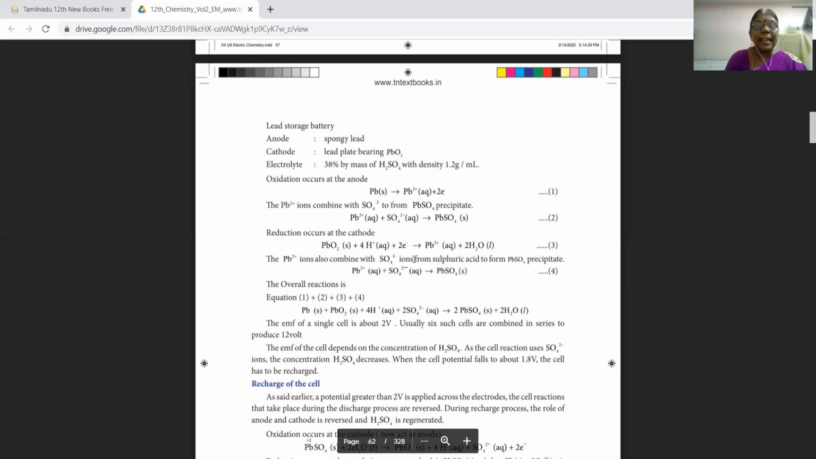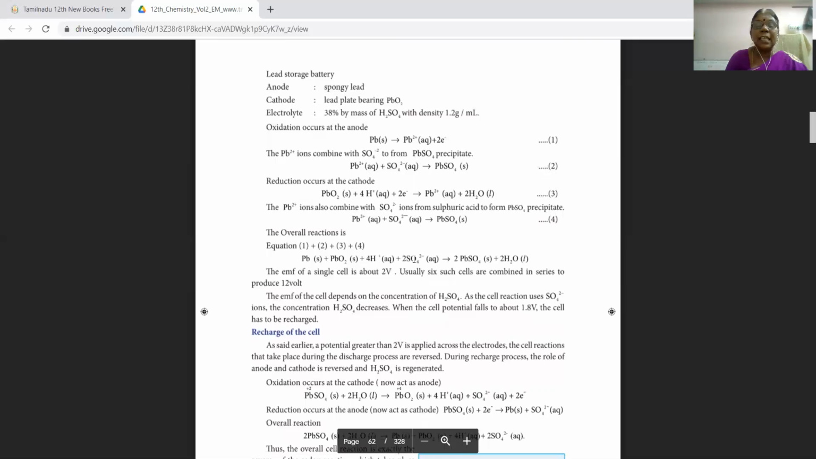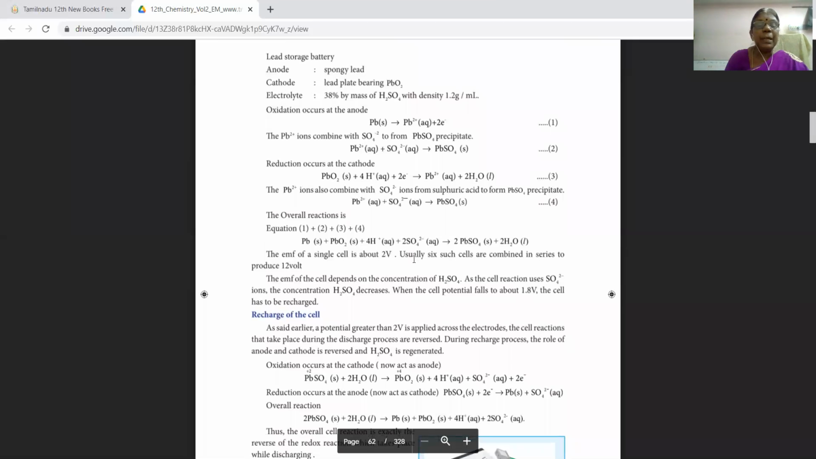Reduction occurs at the cathode, that is PbO2 plus 4H+ ions in aqueous. It accepts those 2 electrons and is converted to Pb2+ and 2H2O liquid. Here the Pb2+ ion combines with SO4 2- ions from the sulfuric acid to form lead sulfate precipitate. Pb2+ aqueous plus sulfate gives PbSO4.